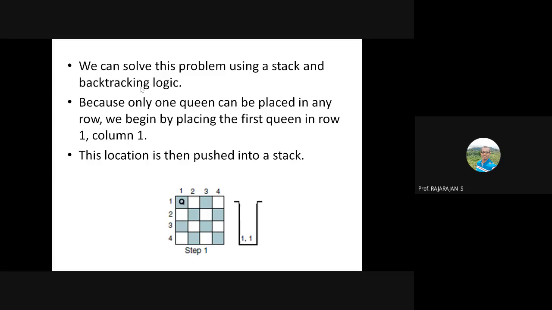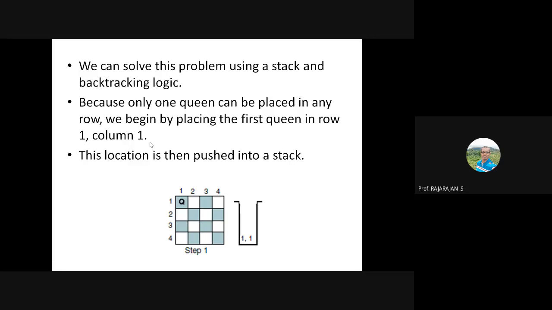So the pop operation means that you remove the most recent element from the stack. Backtracking is always implemented with the help of a stack. Okay, now we are going to commence the solution for the 4 by 4 problem.